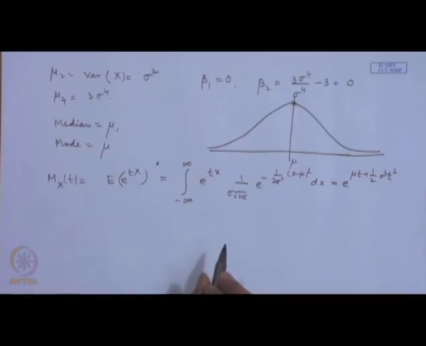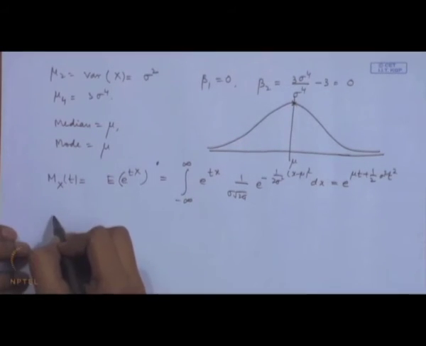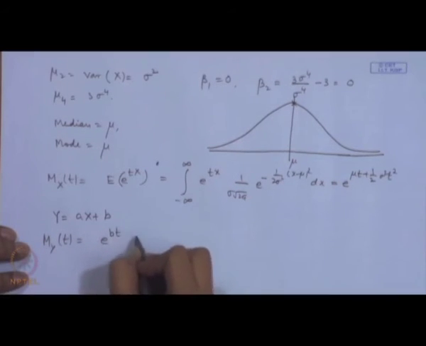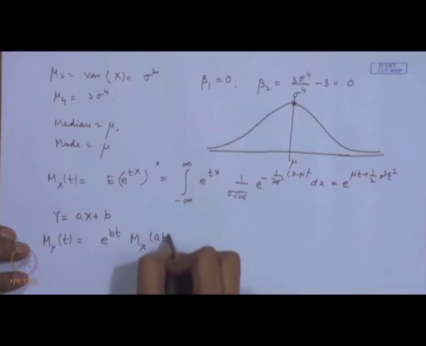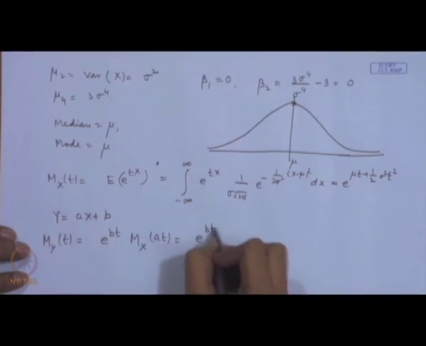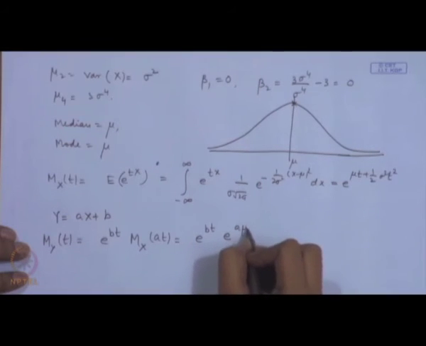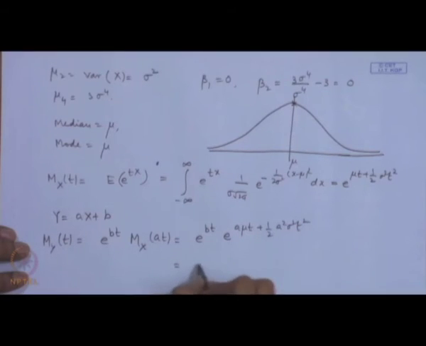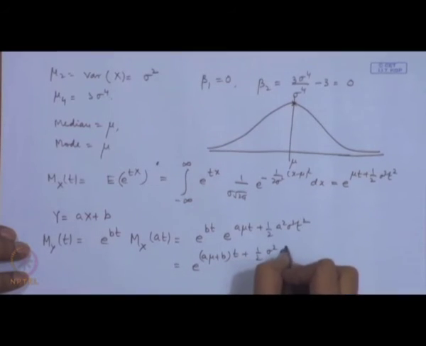Now, using this one can prove the linearity property of a normal distribution. If I say Y equals a X plus b, where X follows normal, then let us consider the moment generating function of Y. It is equal to e to the power bt and the moment generating function of X at at. So, it becomes e to the power bt times e to the power a mu t plus half a square sigma square t square, that is equal to e to the power (a mu plus b) t plus half sigma square a square t square.